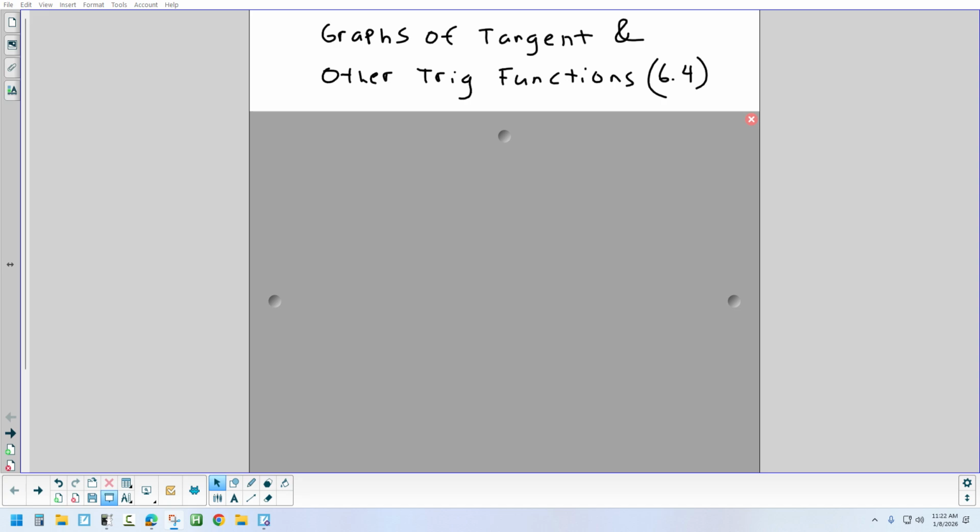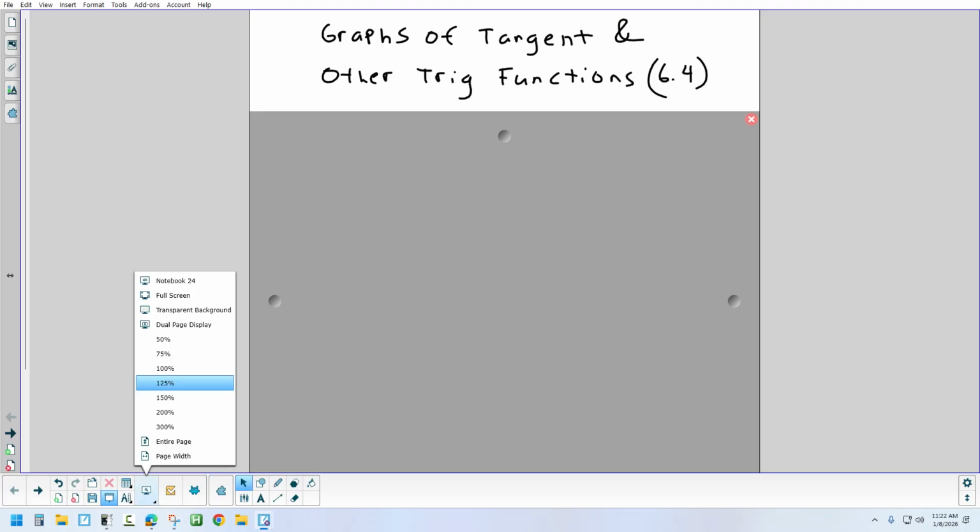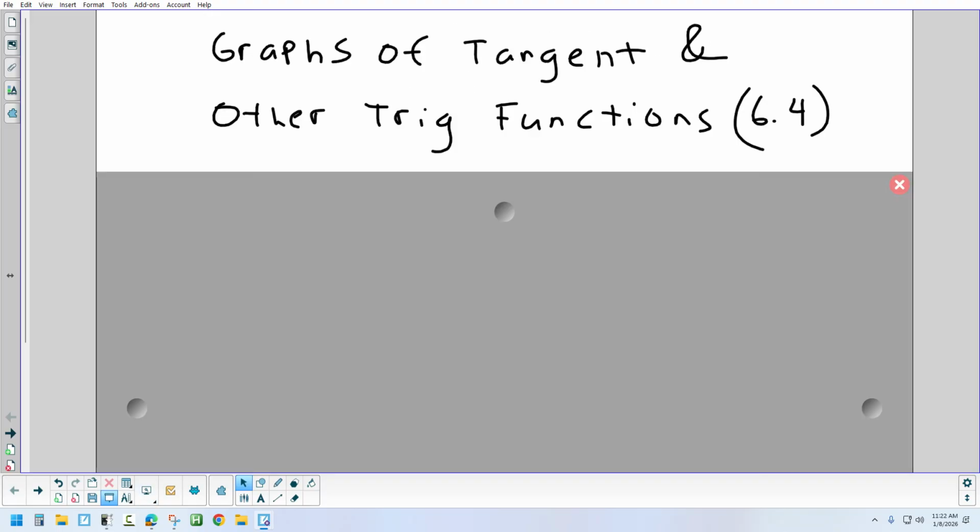All right, so the last thing we're going to take a little bit of a look at, it's kind of a reduced version of 6.4, is basically all the other functions. Everything that we just did Monday, Tuesday, and Wednesday, but we don't go into as much depth. We also don't do any graphing by hand. If we have to graph tangent or any of the other functions, I'm going to show you what they look like, but we're going to do them on the calculator.